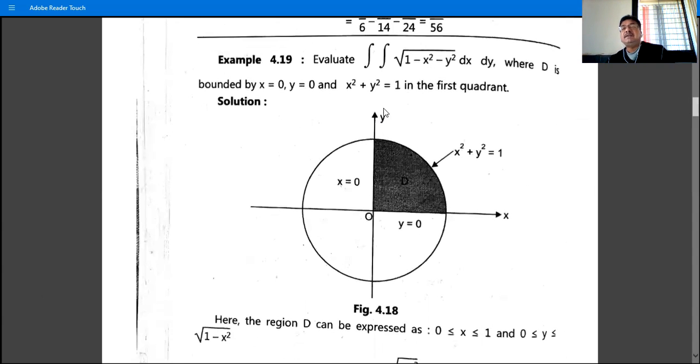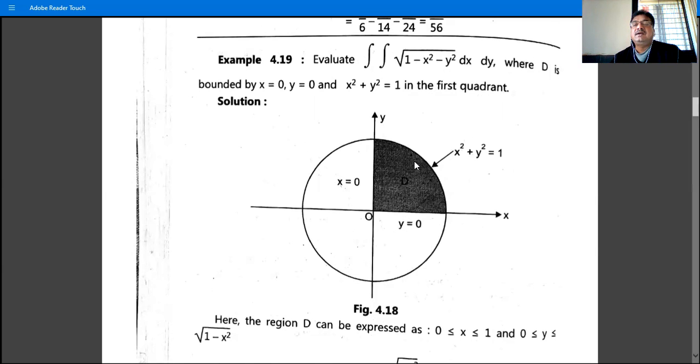Next is to evaluate the double integration of root 1 minus x square minus y square dx dy, where D is the region bounded by the curves or lines x is equal to 0, y is equal to 0. x is equal to 0 means the y-axis, y is equal to 0 means the x-axis, and x square plus y square is equal to 1 is the equation of a circle with center 0, 0 and radius 1, in the first quadrant. So the shaded region is this, that is bounded by x is equal to 0, y is equal to 0, and this circle, so in the first quadrant. So this is the region D.